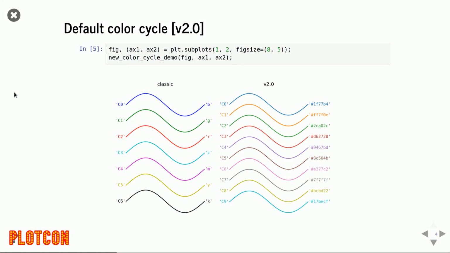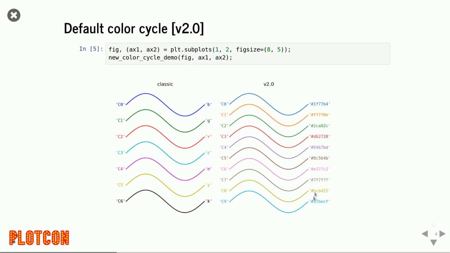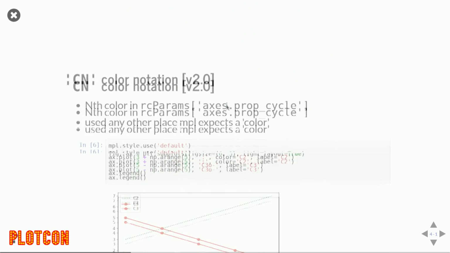So one of the most obvious things is we've changed the default color cycle for lines. The classic on the left, the new ones on the right. These are taken from category 10 from Vega Lite, D3, and Tableau. That's the lineage of that. And notice that these colors are defined by hexes. And on this side, we have these C and then an integer.